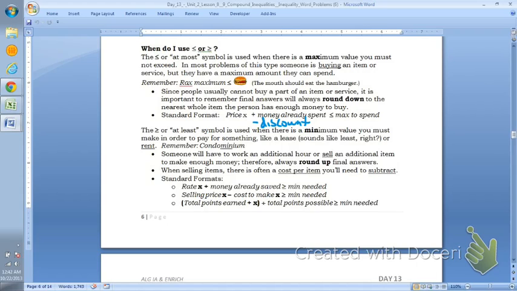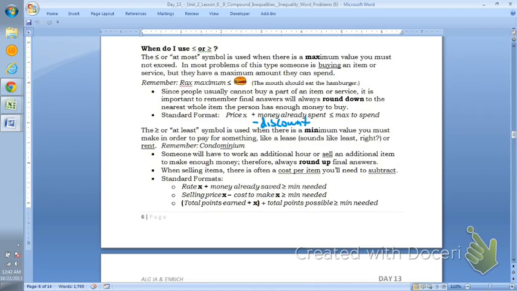Sounds like least, right? Lease and least, to help you remember this symbol. Or rent, and that's usually the word used in the story problem. To help you remember, minimum goes with rent. Think of condominium, it has the word min in it, like you're paying your rent for your condo.